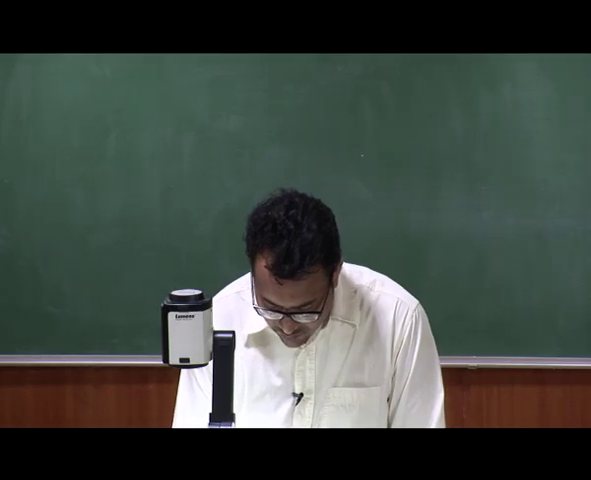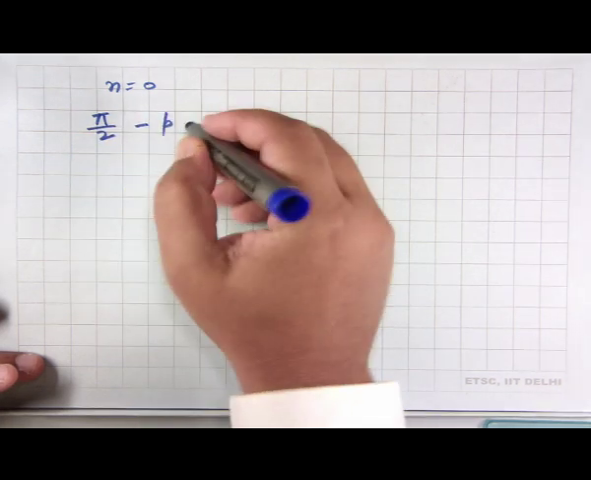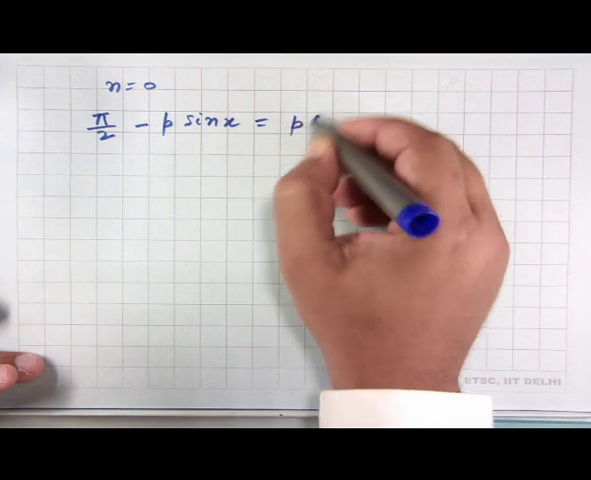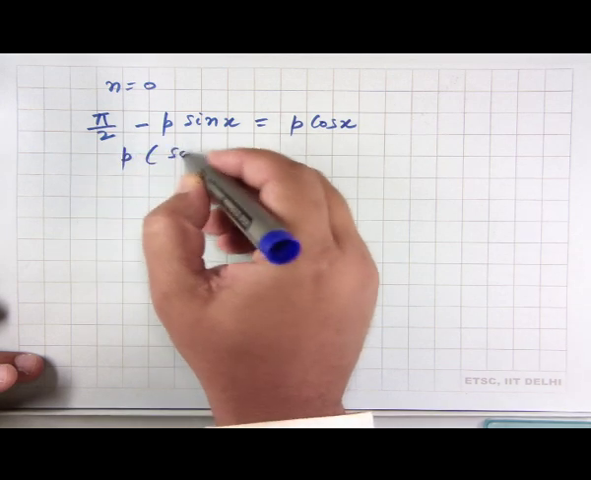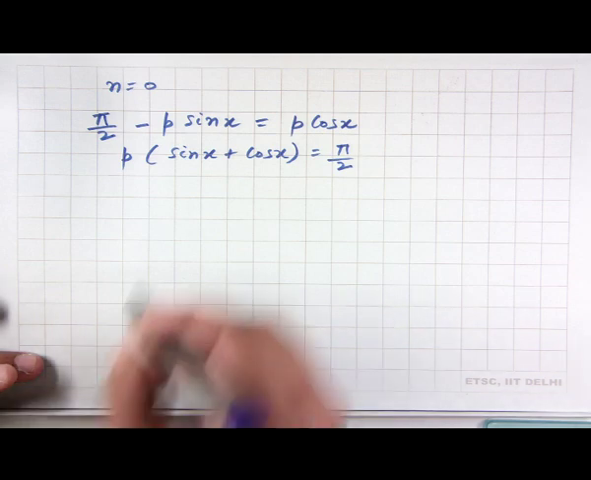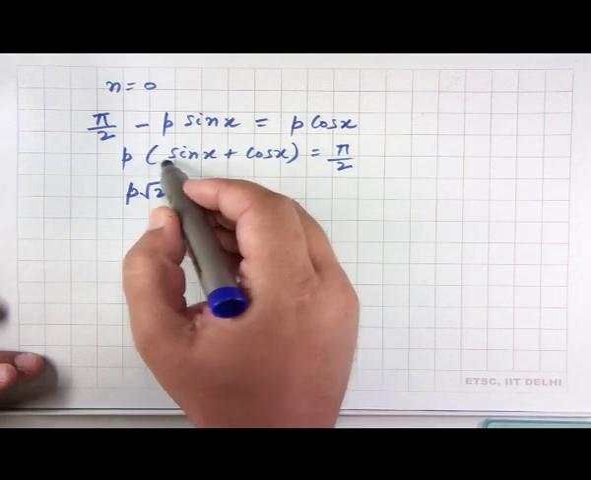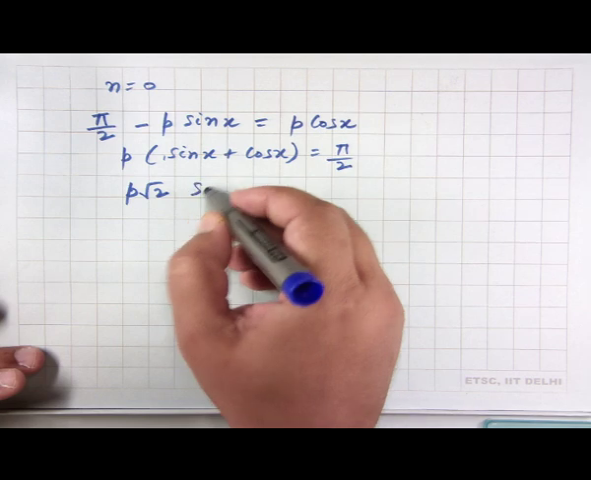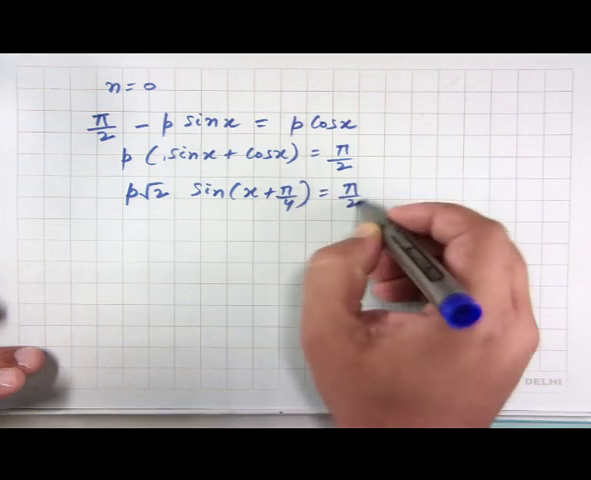So, let us now try different possibilities for this integer n and see what we get. If we try n equal to 0, then the equation that we get is pi by 2 minus p sin x equals p cos x, which can be written as p into (sin x plus cos x) equals pi over 2. Then sin x plus cos x can be simplified as p root 2 into (1 by root 2 sin x plus 1 by root 2 cos x), which is equal to p root 2 sin of (x plus pi by 4) equals pi over 2.